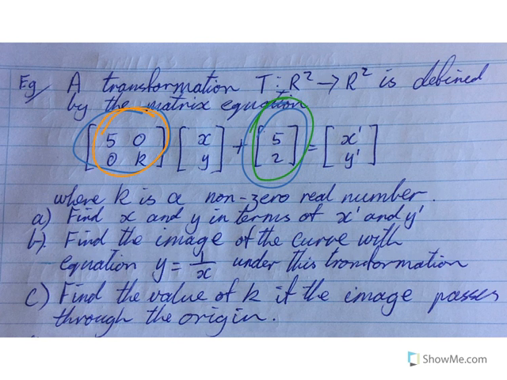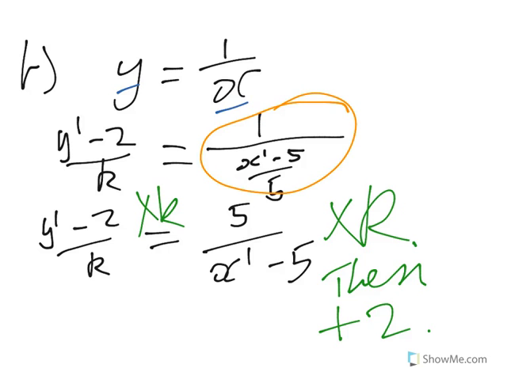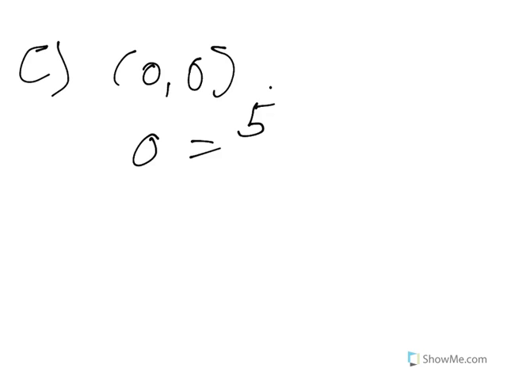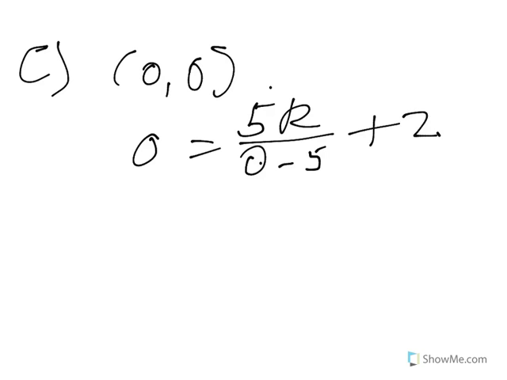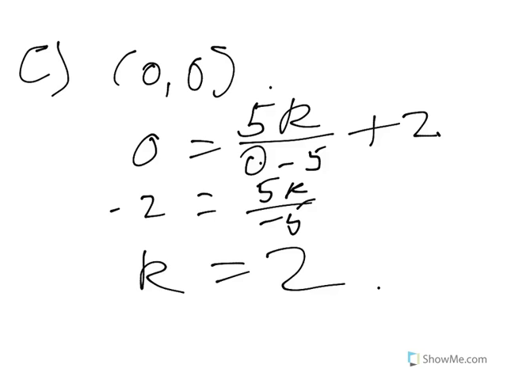And when we head back and have a look, it says find the value of k if the image passes through the origin. If the image passes through the origin, what that means is it goes through the point (0, 0). So let's substitute that in. When y is 0, so is x. And then when we do a bit of rearranging here, take 2 from both sides, and so k will be equal to 2.